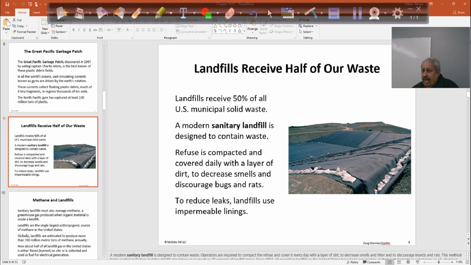Landfills receive half of our waste, and that's really true. Landfills receive 50% of all U.S. municipal solid waste.